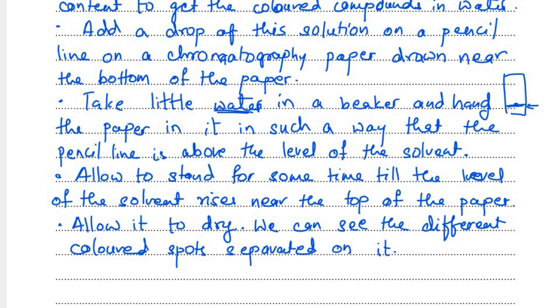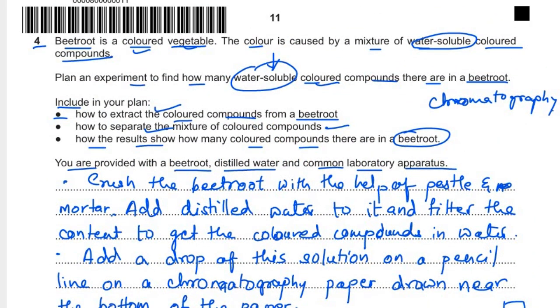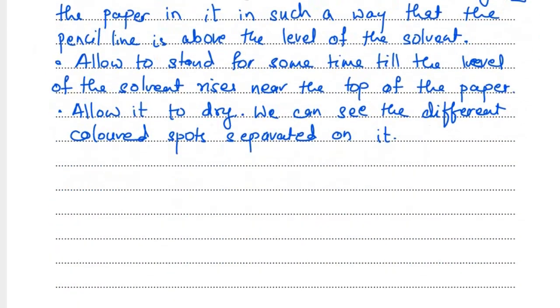Now let's check what the question is again. Here the question says we are supposed to cover how to extract, that we have done. The second point is how to separate the mixture of the colored compounds. That's the chromatography method which we have used. And the third point says how the result shows how many colored compounds there are in a beetroot. So now we are supposed to conclude how we can find out how many colored compounds are there.